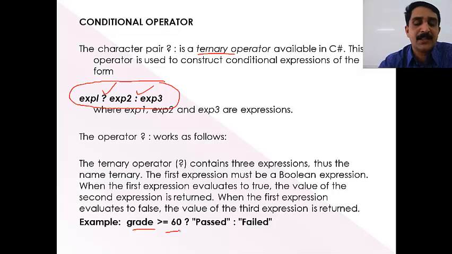Please note that if the result of grade greater than or equal to 60 is true, the first value will be assigned to the result. That means the first expression must be a Boolean. It's very important actually. According to the Boolean result, true or false, the values will be assigned. If the result is true, the first value, pass, will be assigned, and if it is false, the result is fail. This also I will explain in some of the programs in the coming tutorials.